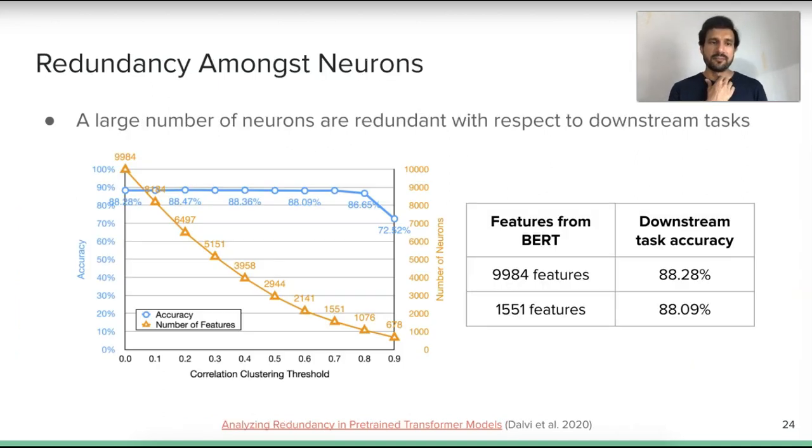So here, using neuron analysis, authors show that a large number of neurons are redundant in pre-trained models. For example, using BERT as a feature extractor, they were able to remove 85% of the neurons, while still maintaining the same average accuracy on several downstream tasks. And this also motivates the potential of creating distilled models for downstream tasks, where we may not need all of the neurons of the original model to achieve state-of-the-art or good downstream task performance.